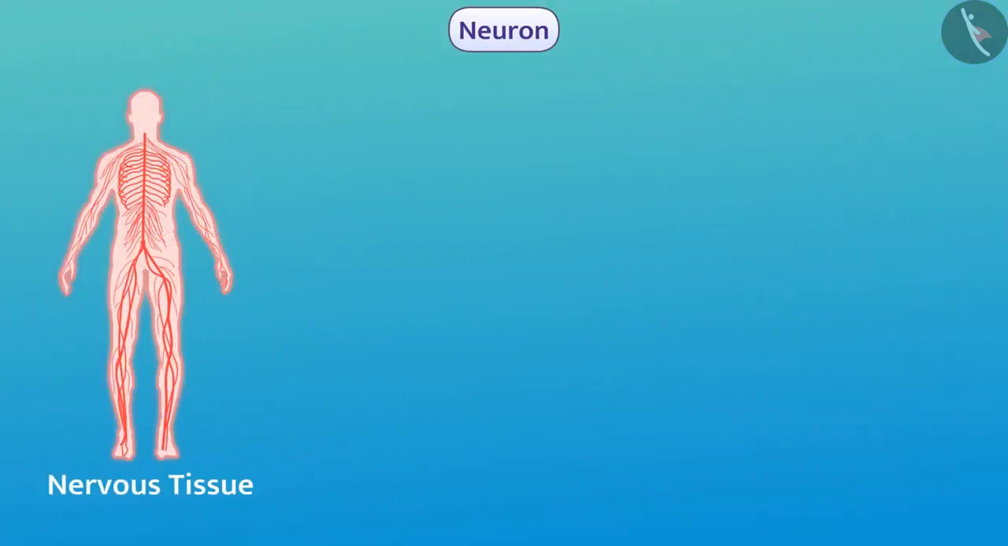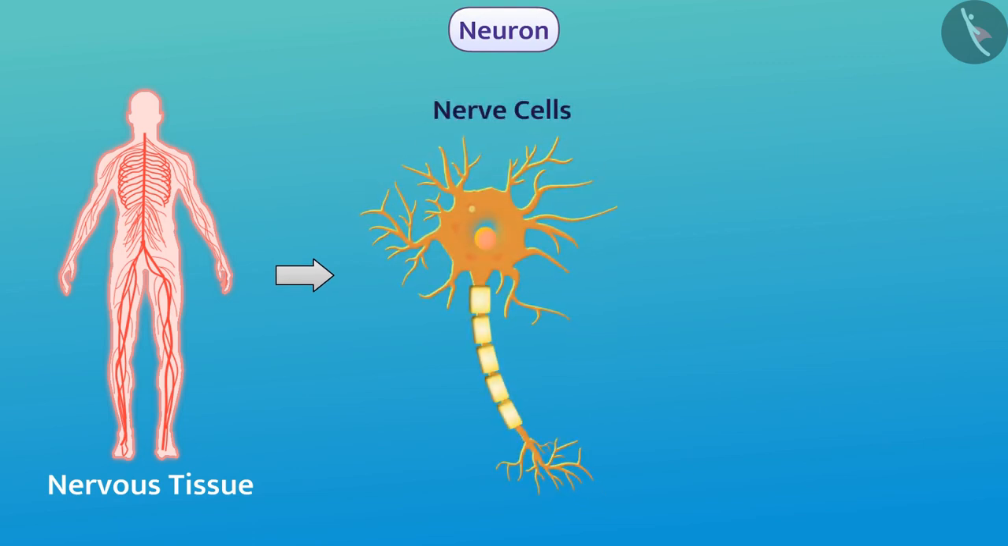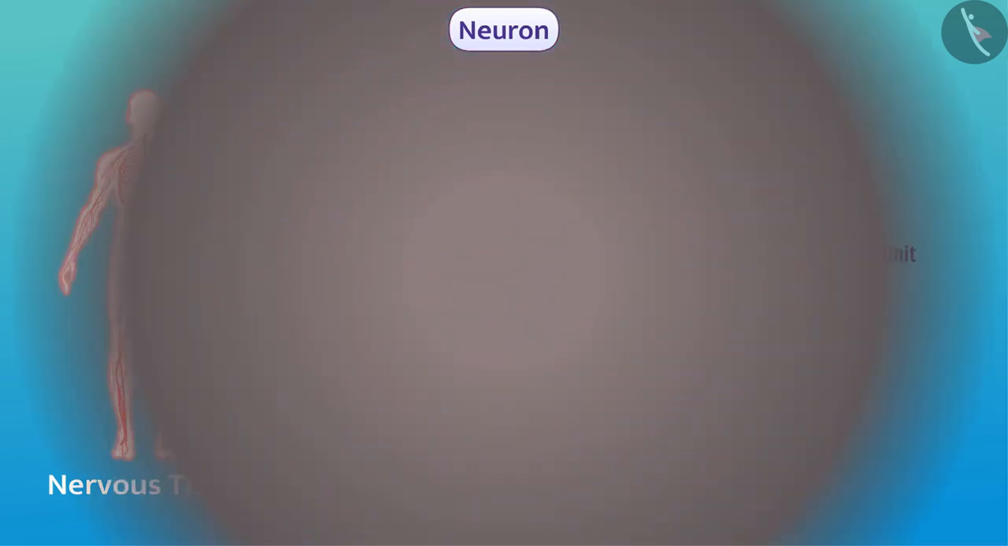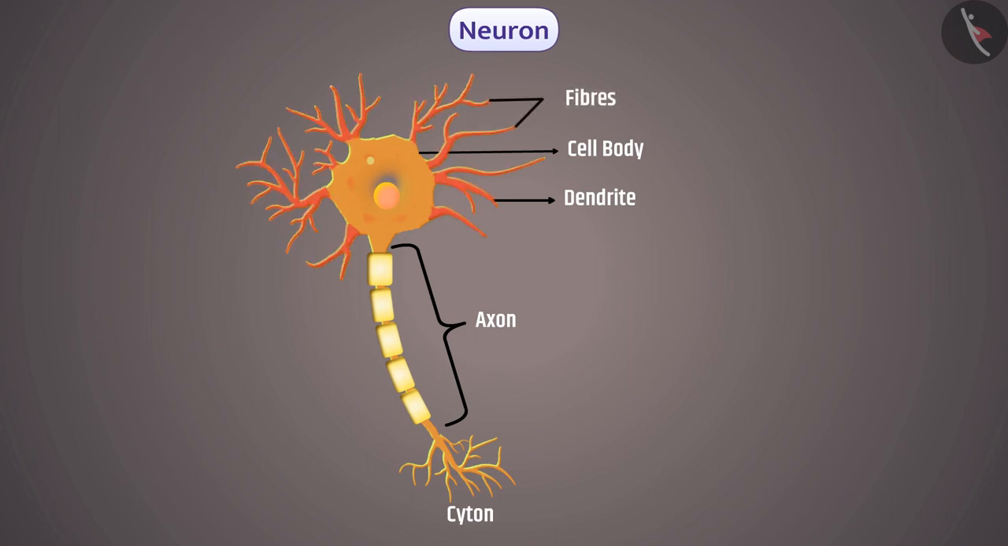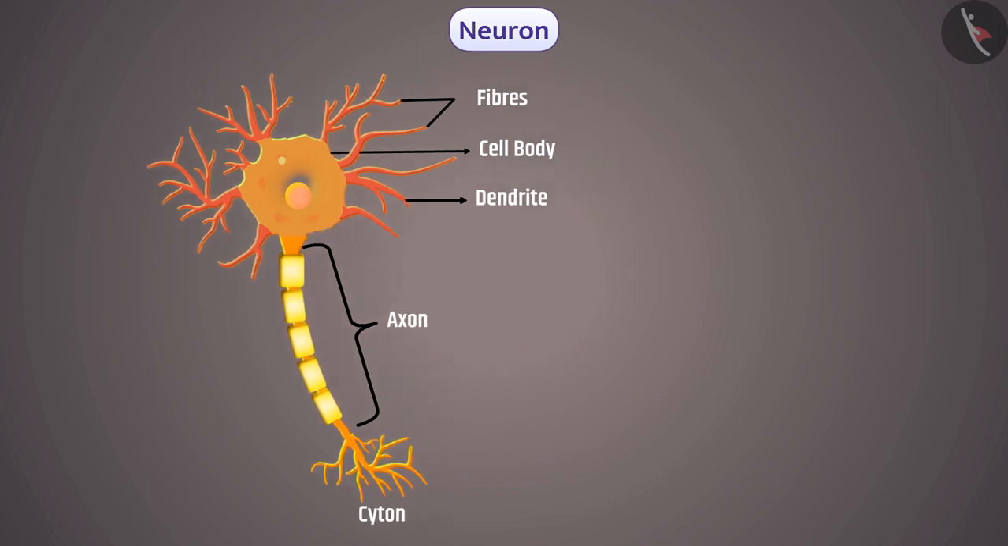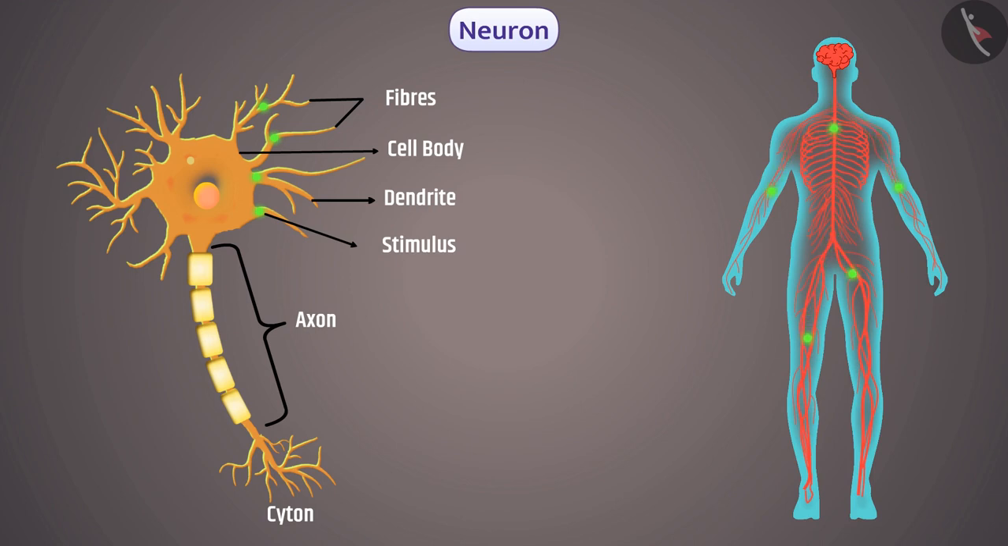Neuron. Nervous tissue is formed from a net of many nerve cells, also called neurons. A neuron is a structural and functional unit of the nervous system. A neuron consists of a cell body, dendrites, and an axon. The cell body is shaped like a star, from which small fibers, that is dendrites, and a nerve axon originate. A neuron transmits information of a stimulus from one part of the body to another through electrical impulses.